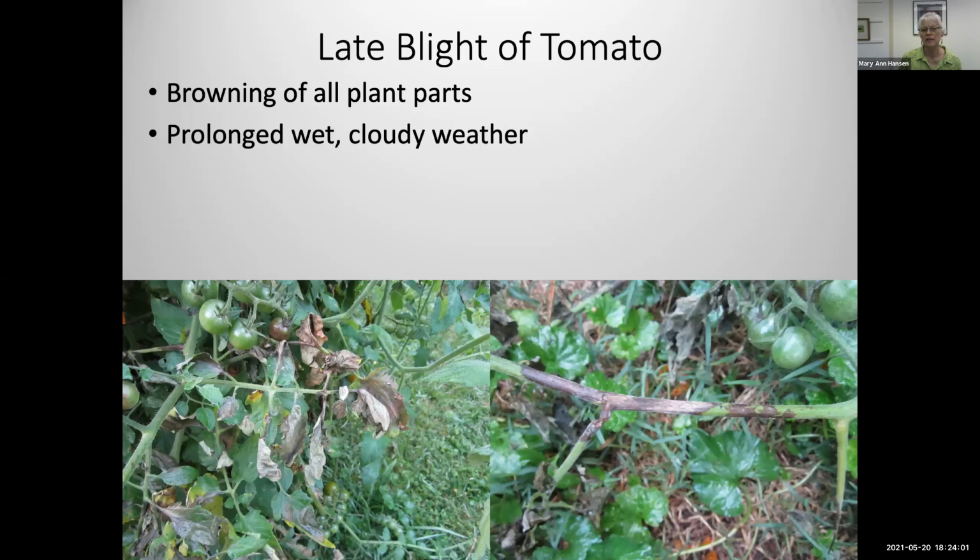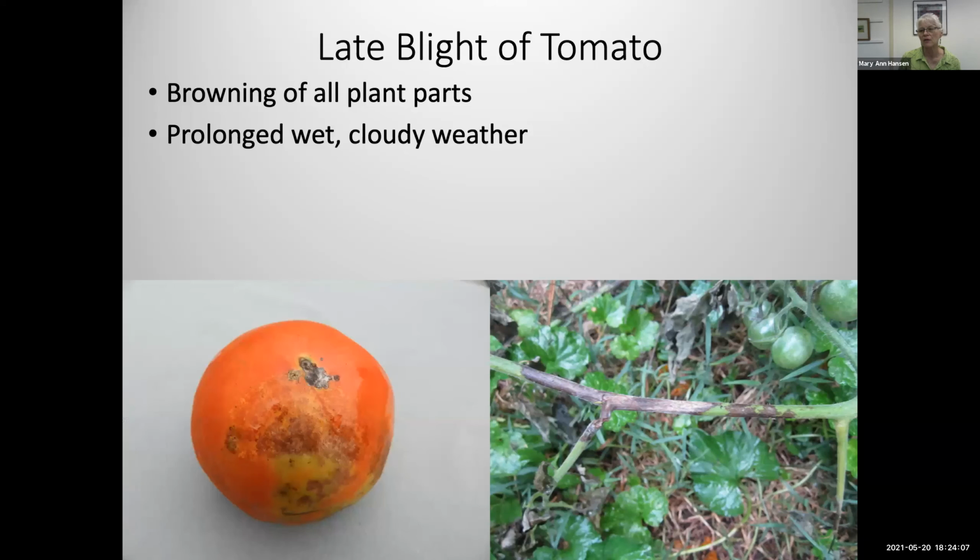And here you can see some of the lesions on the stems, these big irregular brown lesions, and the fruit can also be infected. And it's just kind of a blotchy brown rot. And so it's basically wiping out the whole plant. The whole plant can melt down within a period of days under the right conditions.